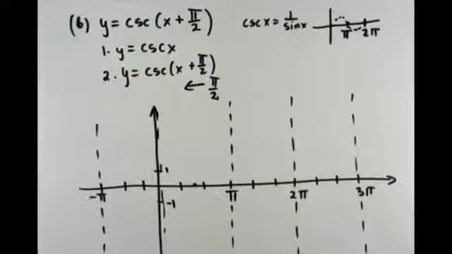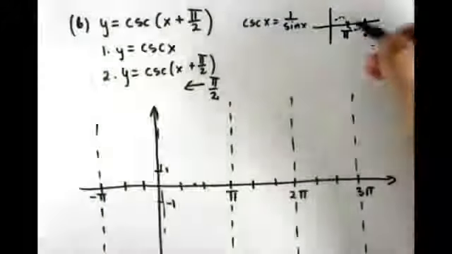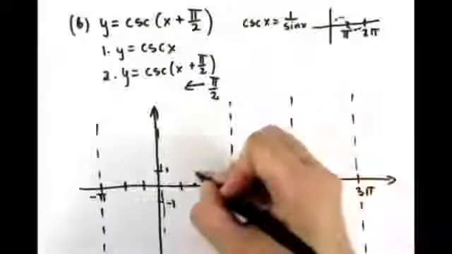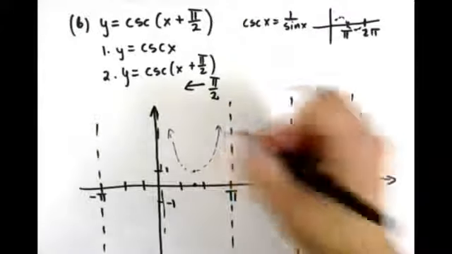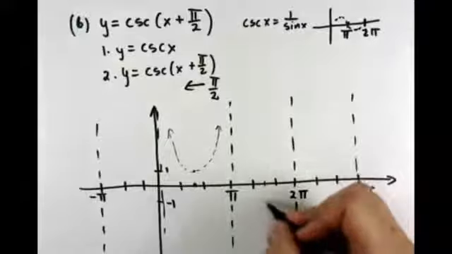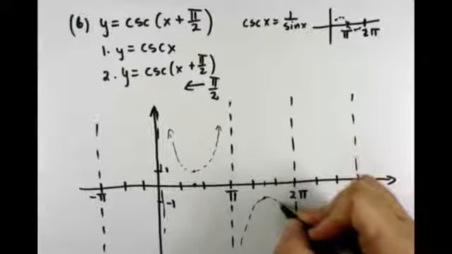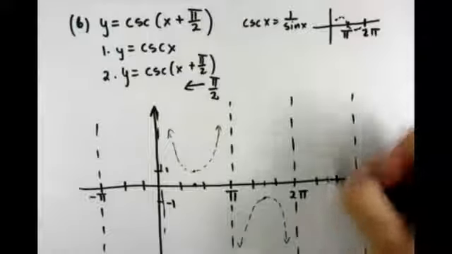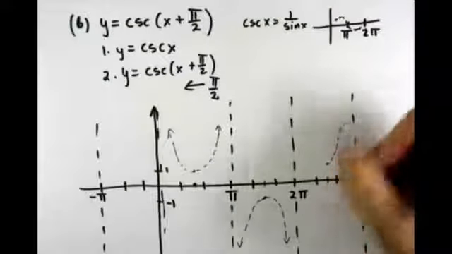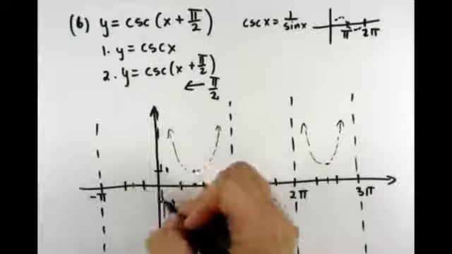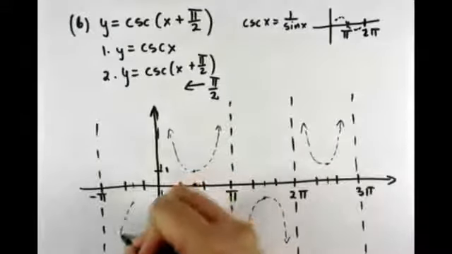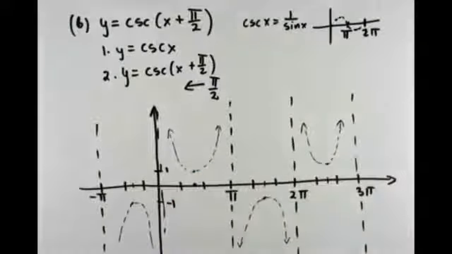And my cosecant graph looks like this: this one is up, it's right here, and this one in the middle is going down, and this one in the middle at 1 is going up. And this one in the middle is going down. Okay, so now we need to shift everything. Now we need to shift half pi to the left.